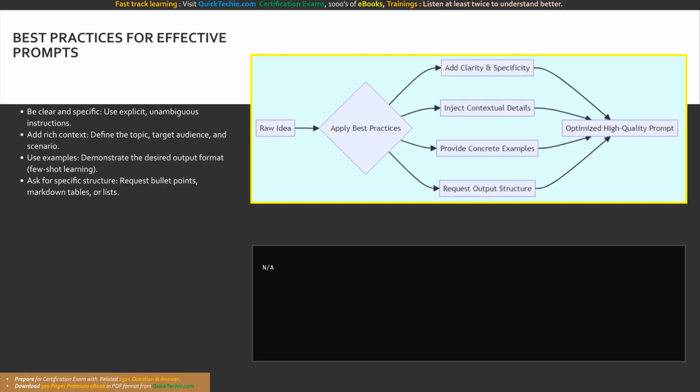Implementing these best practices programmatically often involves utilizing prompt templates. Developers write robust string templates with placeholders for dynamic data, ensuring that every time a user submits a query, the backend code automatically wraps it in the mandatory context, formatting rules, and few-shot examples required for optimal inference. Observe the prompt optimization workflow. We take a raw idea and apply best practices, adding clarity, injecting context, providing examples, and requesting structure.